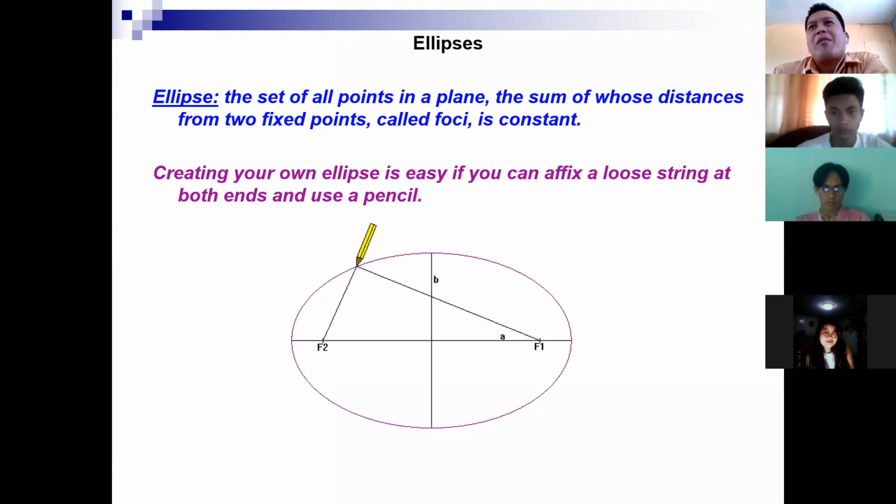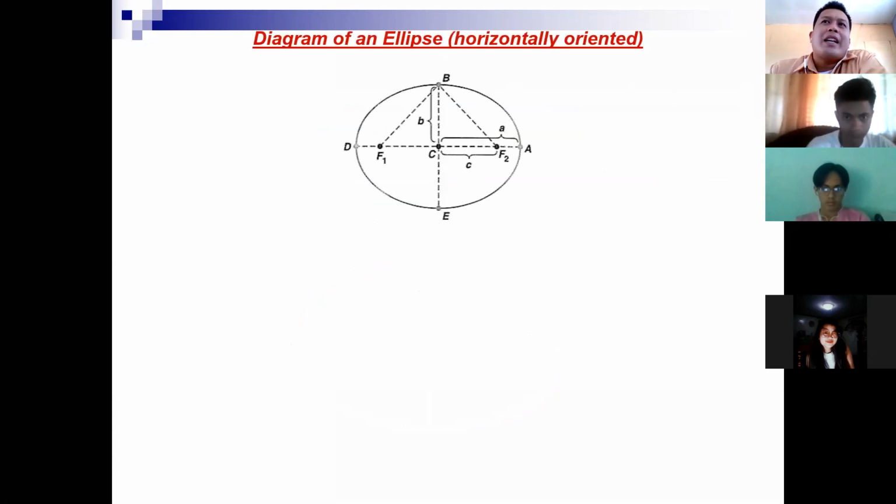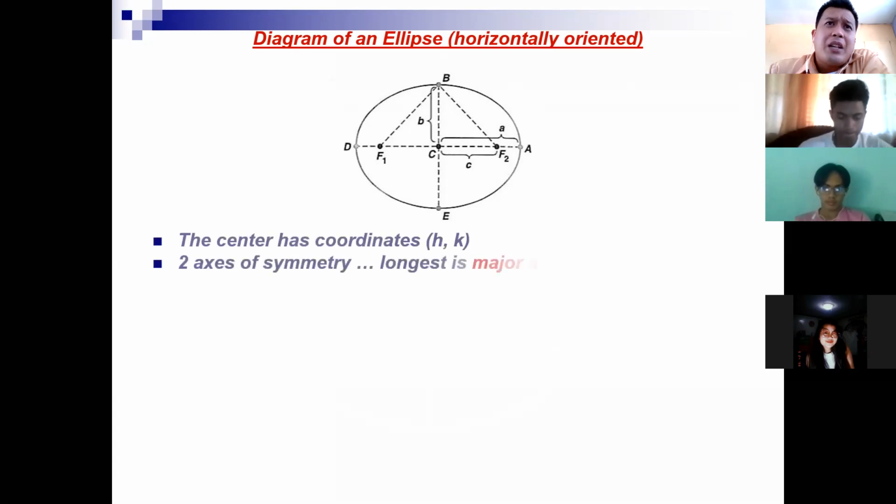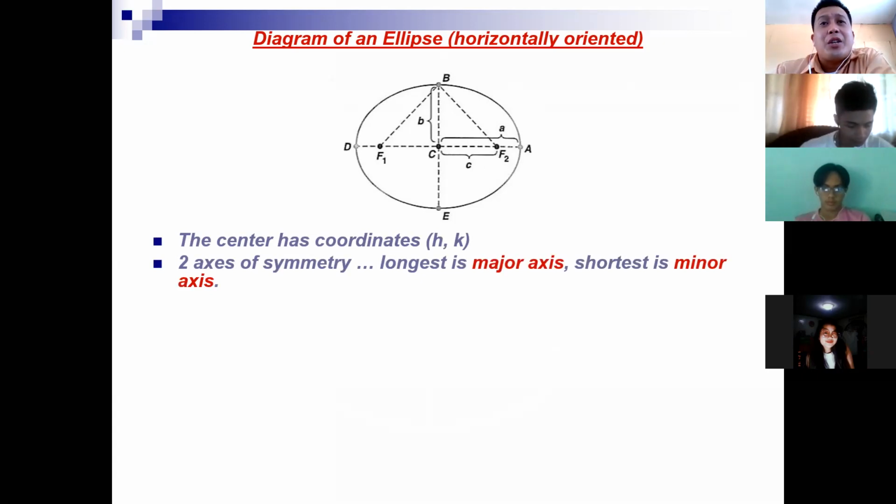So this is the diagram of horizontal ellipse class. This is the diagram of horizontal ellipse. Notice the values there. With the center at H and K, we'll not anymore use the vertex because the vertex is another name here. The center will contain the coordinates H and K. Then there are two axes. The longest is the major axis, and then the shortest or the shorter one is the minor axis.